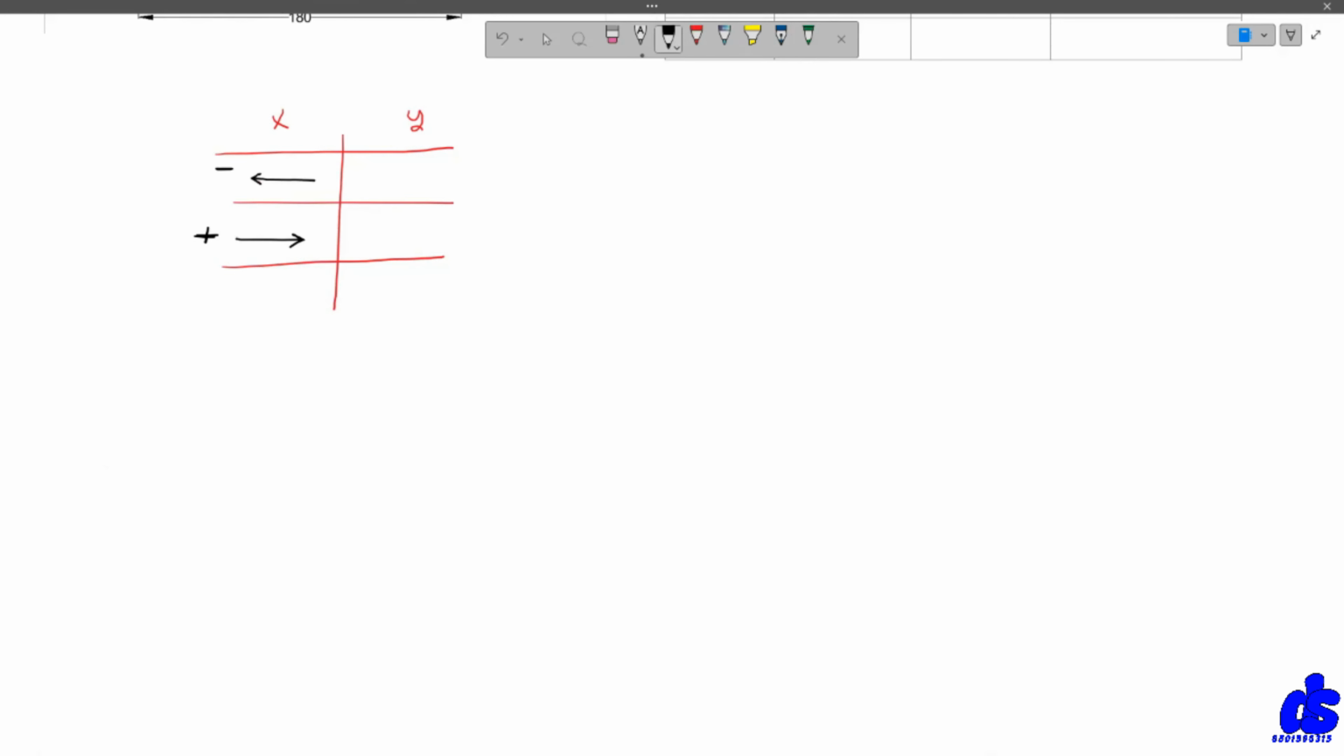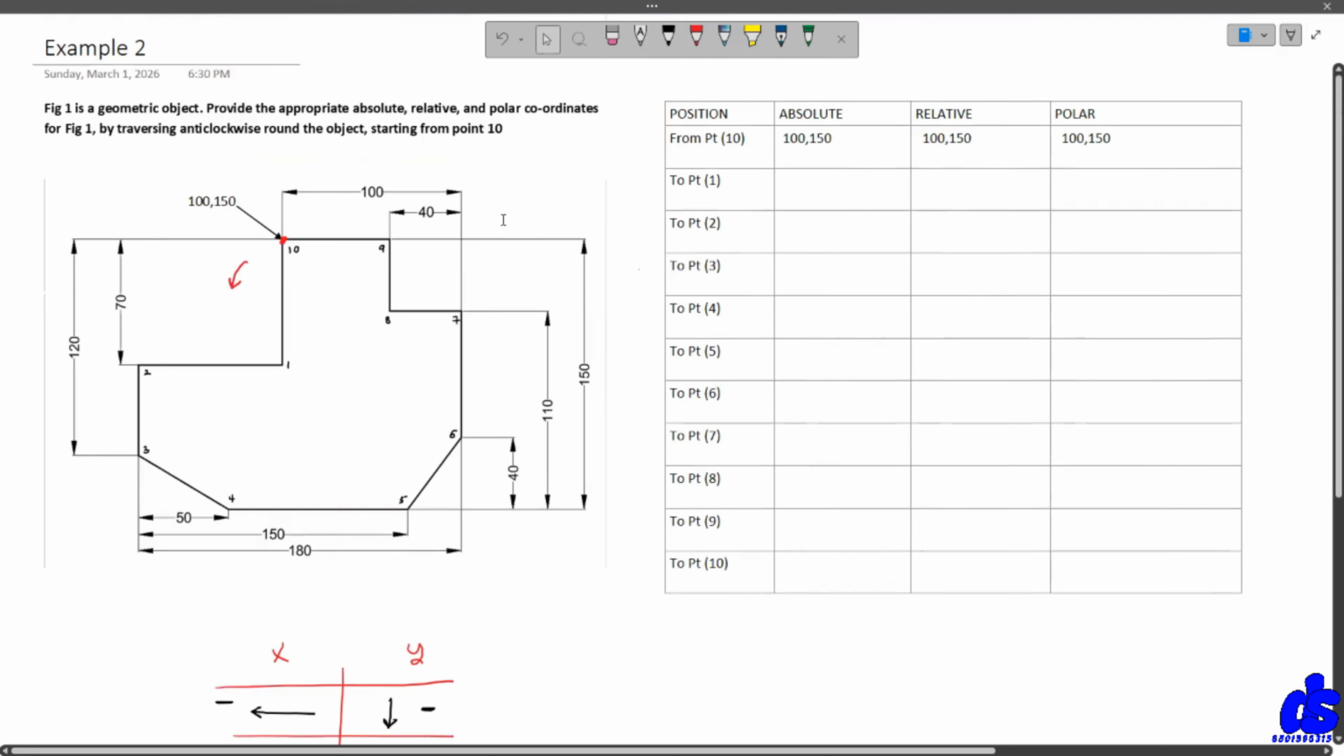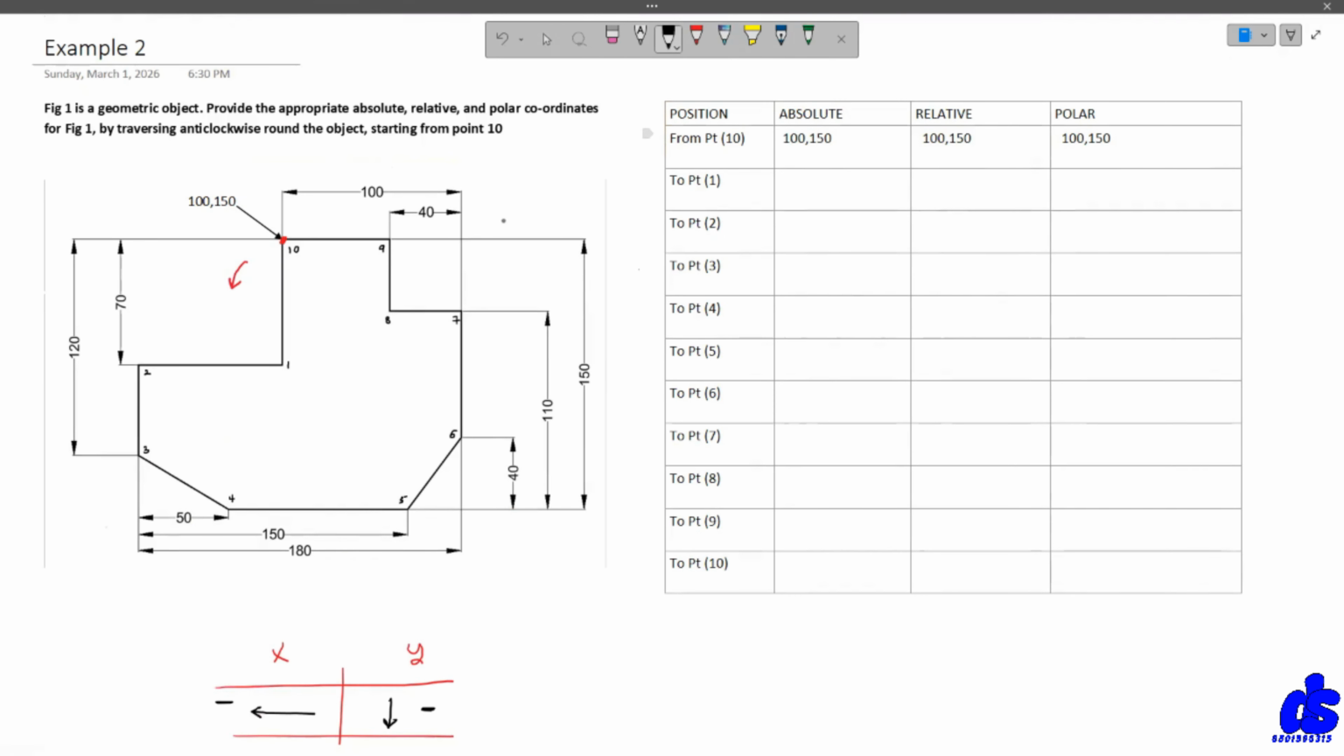The same thing too for y. If y is going down a distance, the convention is minus, or you subtract. And if it's going up, you add, or it's assumed positive. This is the key thing you should know for now. All right, so let's begin. You first begin with the absolute, then relative, then polar. We have already been given point 10 as 100, 150.